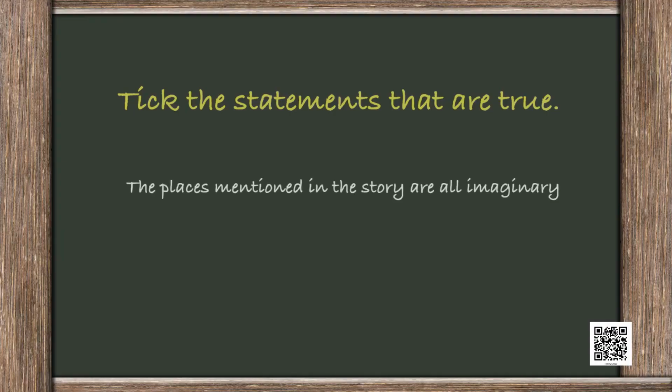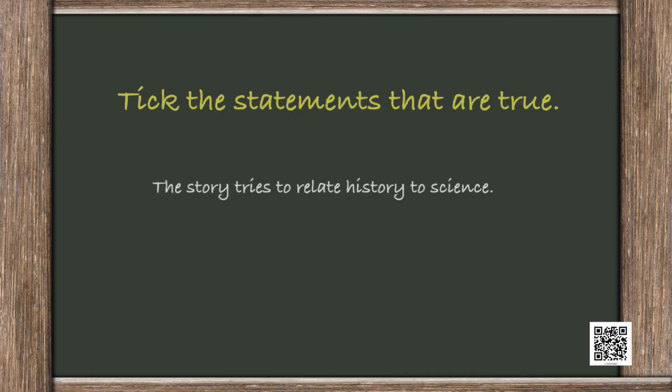Okay, good, not bad. Number 4, the places mentioned in the story are all imaginary. That's also false. The places are real. There's Pune, there's Bombay, there's Peshawar. They're all real places that are mentioned. And also all the suburbs within Pune and Mumbai. Yeah, they've shifted, but very detailed description. Right.